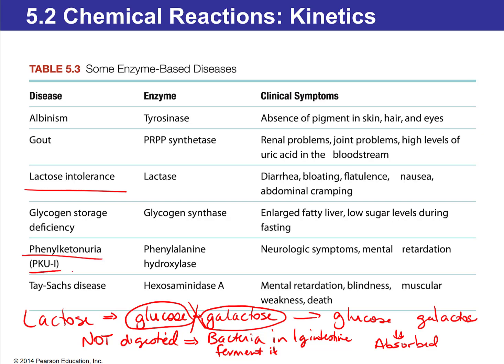Last one. So albinism increases your risk of cancer. Lactose intolerance is really just uncomfortable, okay? Those are not necessarily life-threatening, but PKU is. So phenylketonuria is when you're missing an enzyme to be able to break down an amino acid called phenylalanine. So this is genetic, which means that you're born with this condition.